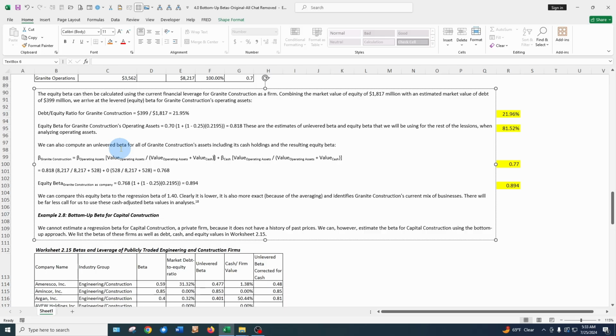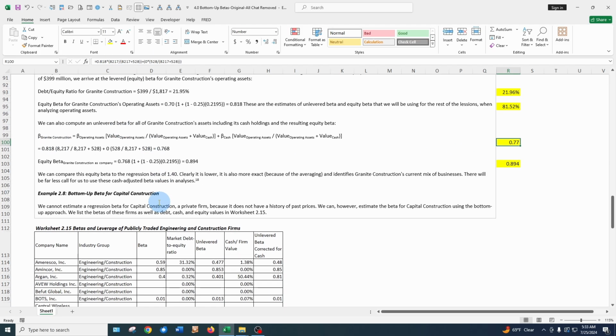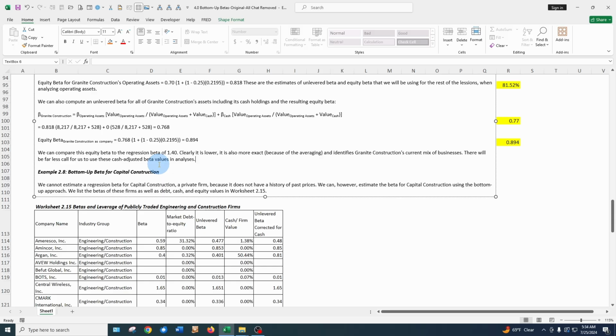This is pretty self-explanatory. We just broke this down. We can compare this equity beta to the regression beta of 1.4. Big difference. We go from 0.894 to 1.4. Clearly it's lower. It is also more exact because of the averaging, and identifies Granite Construction's current mix of businesses. There will be far less call for us to use these cash-adjusted beta values in analysis.